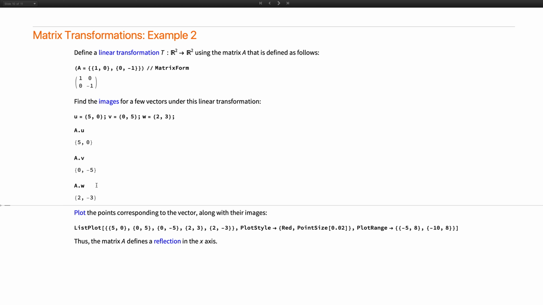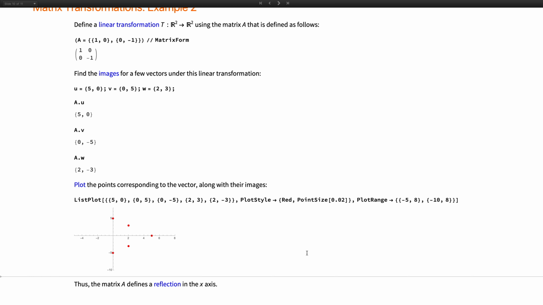So that should remind you of the first example in the lesson. And let's see what happens if you do a kind of plot over here. And you see over here that in fact, every point is reflected in the x-axis under this transformation, and hence this is a reflection. So this simple matrix over here actually defines a reflection in the x-axis. So what you've shown now is that you can define a reflection using a matrix.